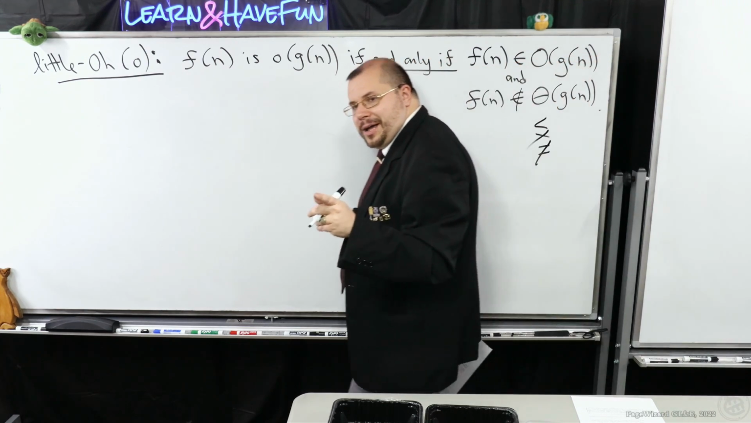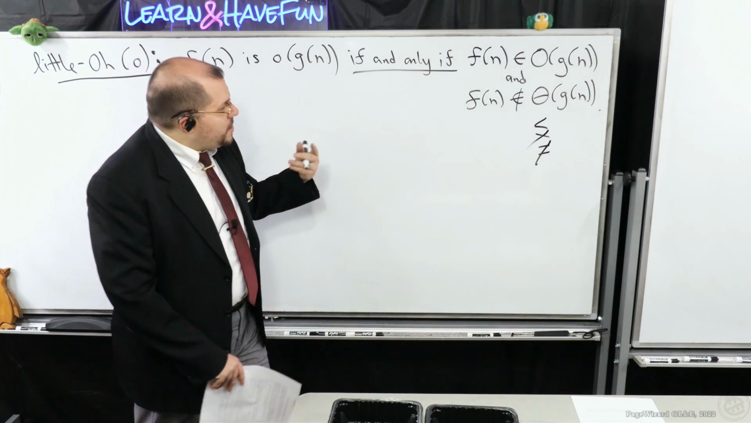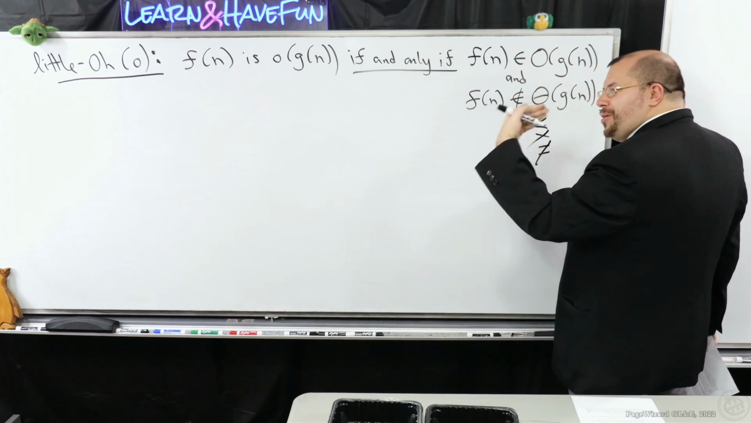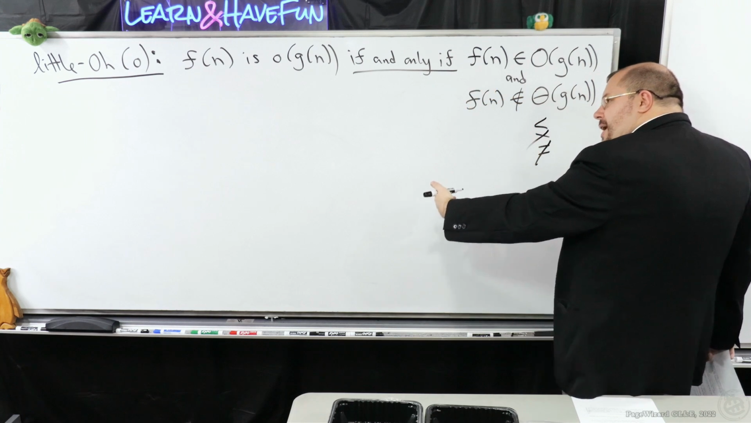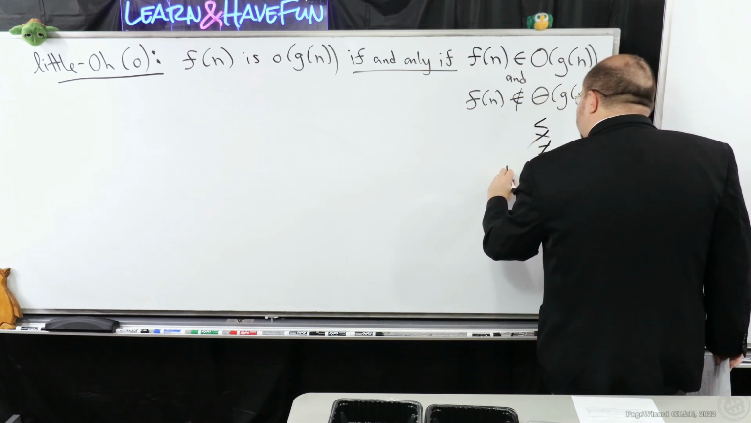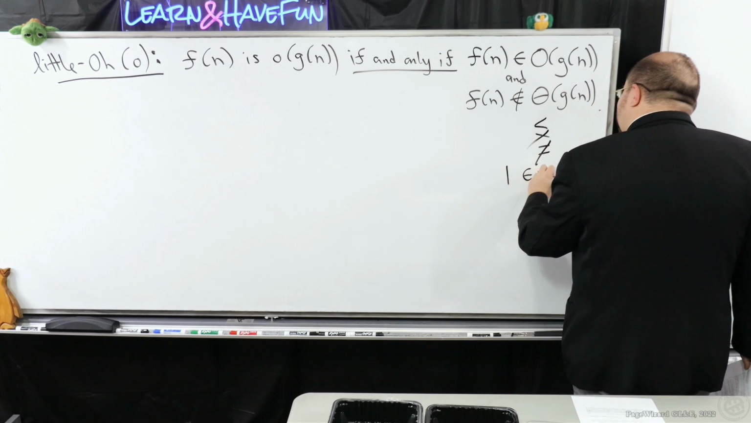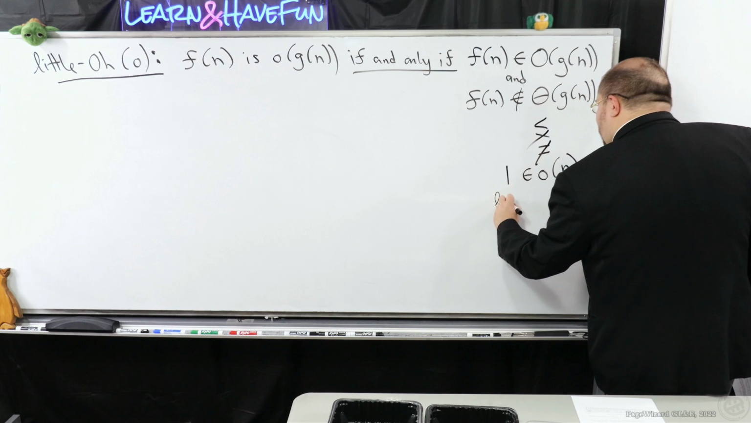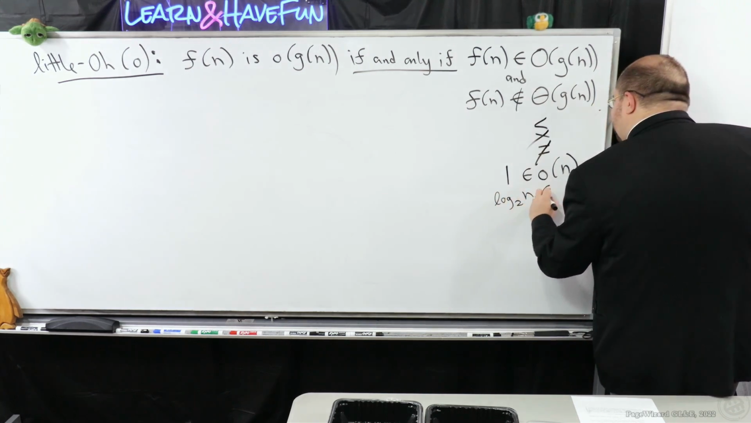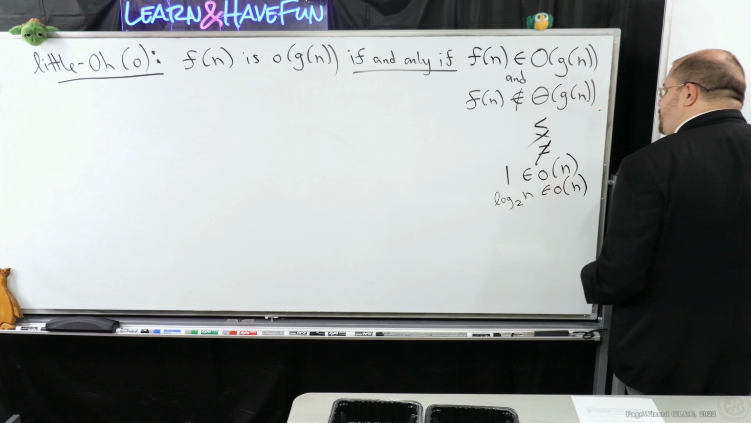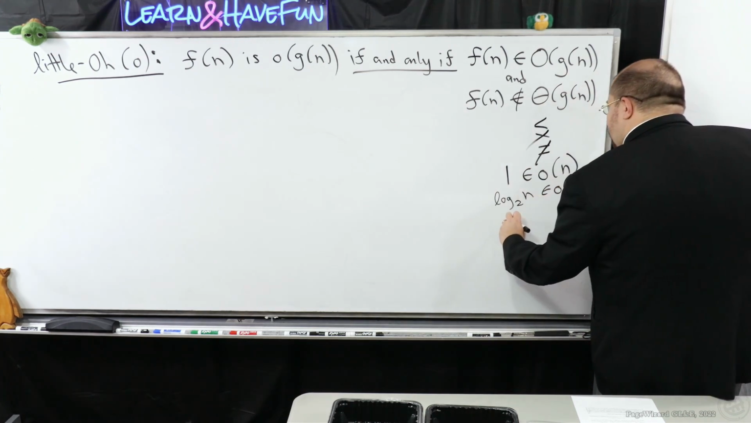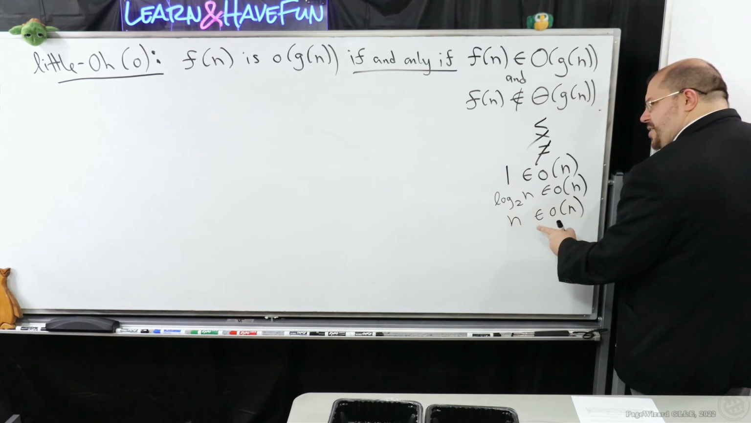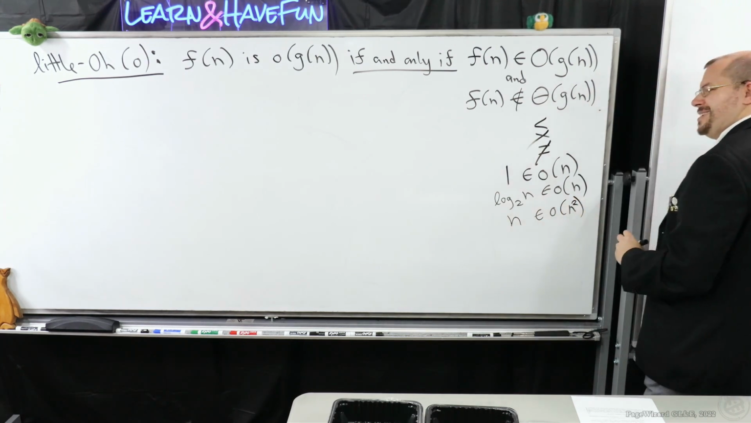So what do I mean by this? Let me give you an idea. The way little o notation gets used, I like to call it a strict asymptotic upper bound. So for example, you can say that 1 is little o of n. You can also say something like log base 2 of n is little o of n. You can say, for example, that n is little o of n. But can you actually say that? No, let's make it n squared.